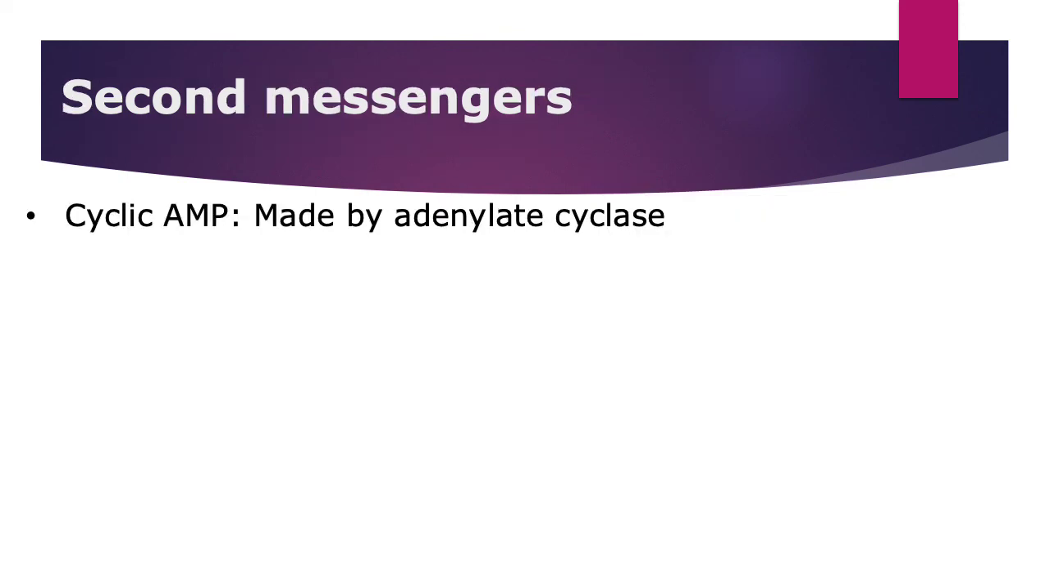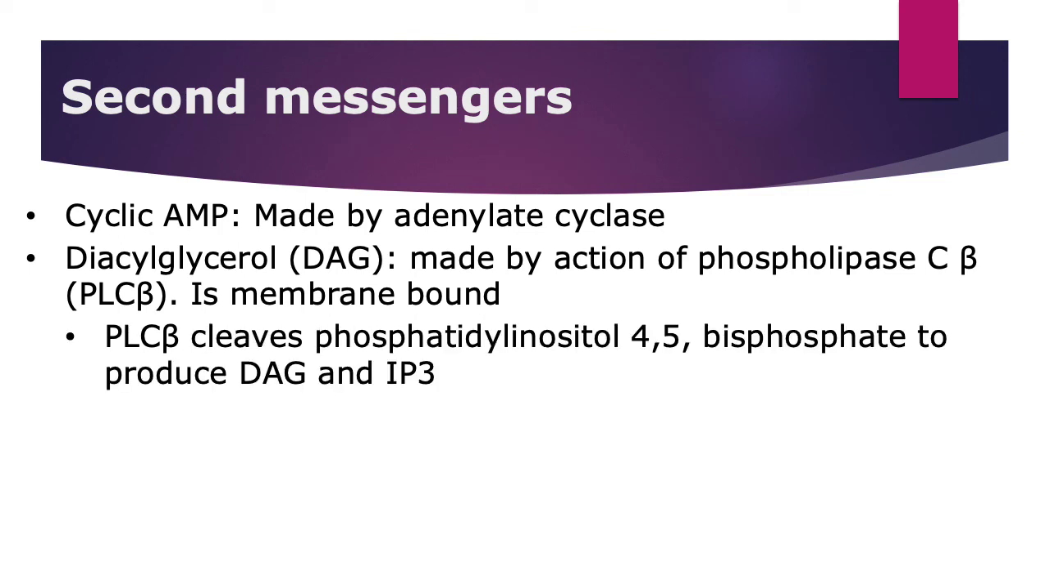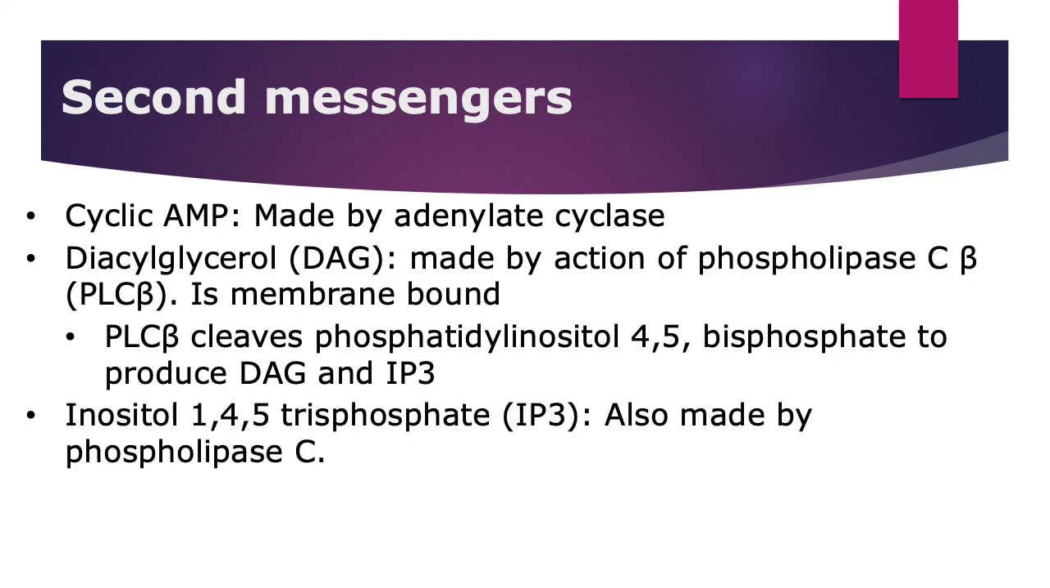There are different types of second messengers that are made in a cell. Some examples are cyclic AMP, which is made by the enzyme adenylate cyclase. Another second messenger is diacylglycerol, which is made by the action of phospholipase C-beta. Phospholipase C-beta is able to cleave phosphatidylinositol 4,5-bisphosphate, which is a phospholipid, to produce two second messengers, and one of them is diacylglycerol. Diacylglycerol is one of the few second messengers that are membrane bound. Inositol 1,4,5-trisphosphate, also called IP3, is the second product that is produced when phospholipase C-beta cleaves phosphatidylinositol 4,5-bisphosphate.